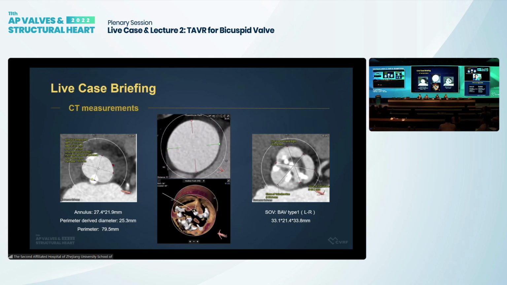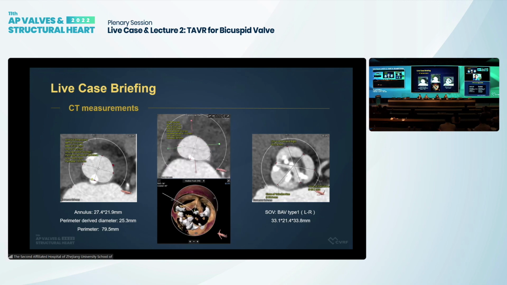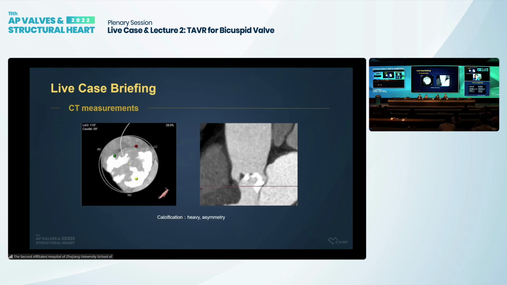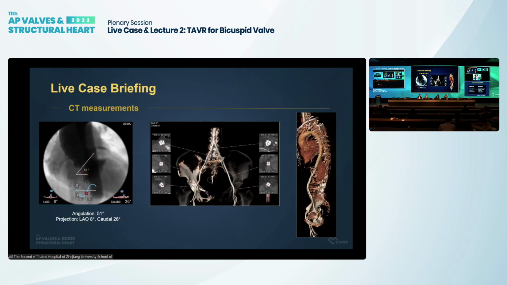with very thickened leaflets. We can see the fusion of the left coronary sinus and the right coronary sinus. Next one. The coronary height is good. Next one. We can see here very severe calcification with extension to the LVOT. Next one. The access looks good for the patient.